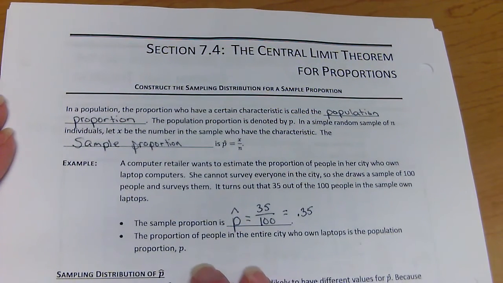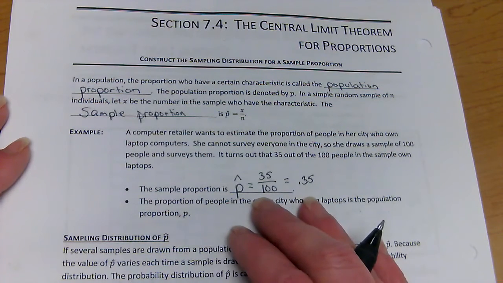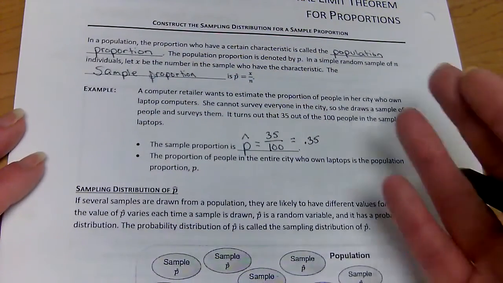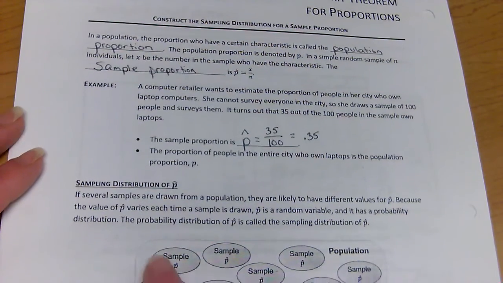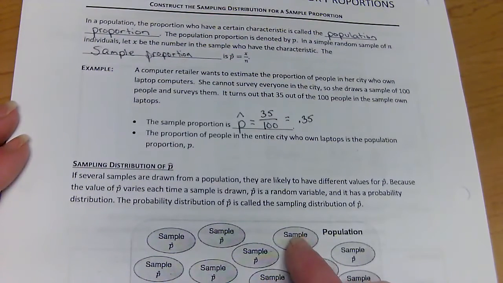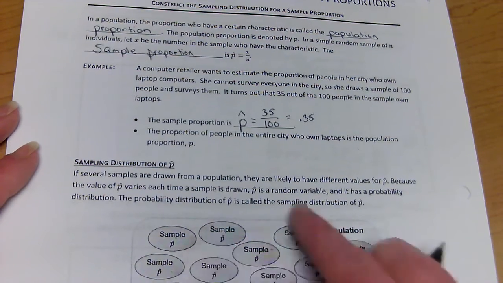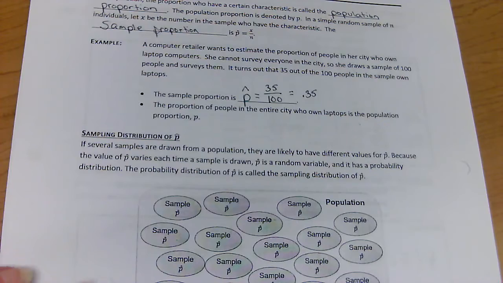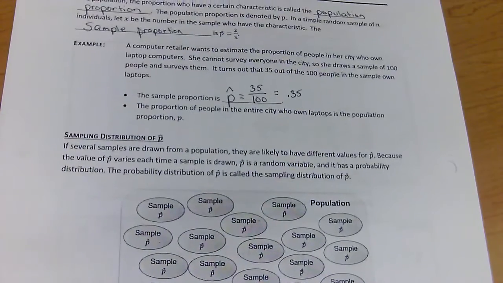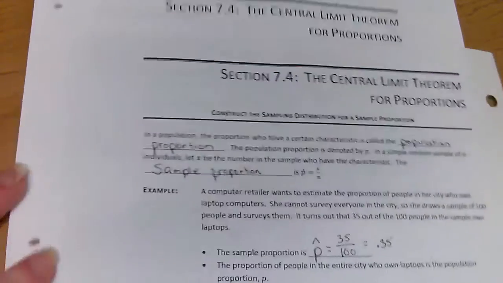Now, the proportion of people in the entire city would be represented by P. Now, we can't interview everybody in the city, so all we can really do is get this sample proportion. But let's say we don't just interview 100 people, but we get a sample here, a sample here, a sample here. Every sample is going to have a different proportion, a different sample proportion. And this is called a sampling distribution, this time of proportions. So instead of finding the mean, we're finding the proportion of the people who have a certain characteristic or think a certain way or whatever.